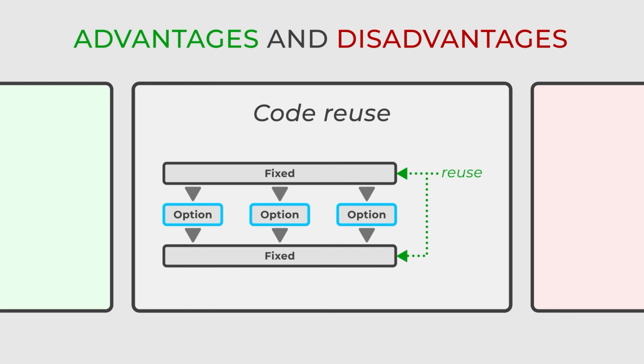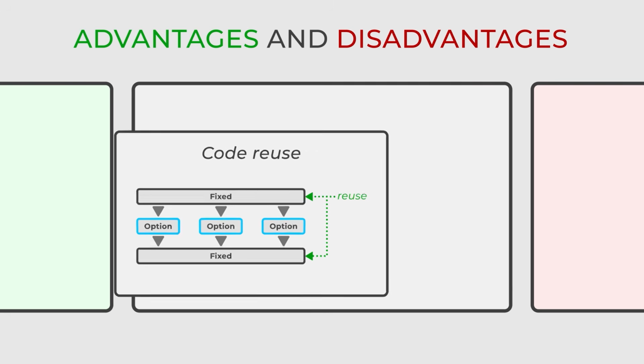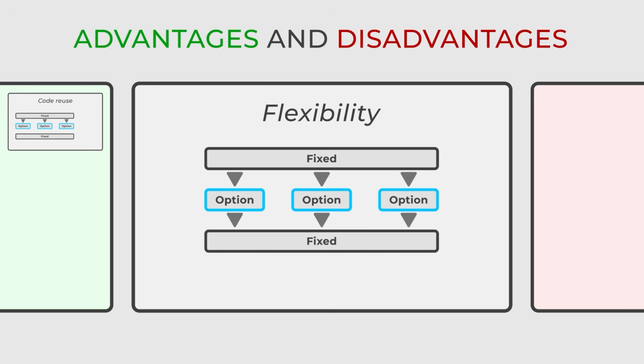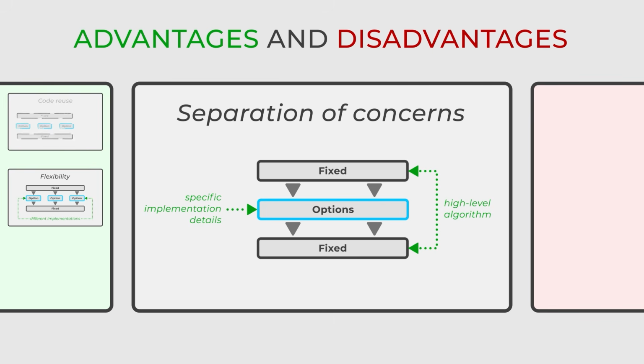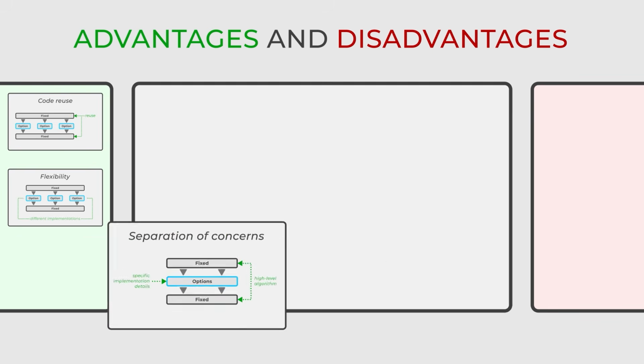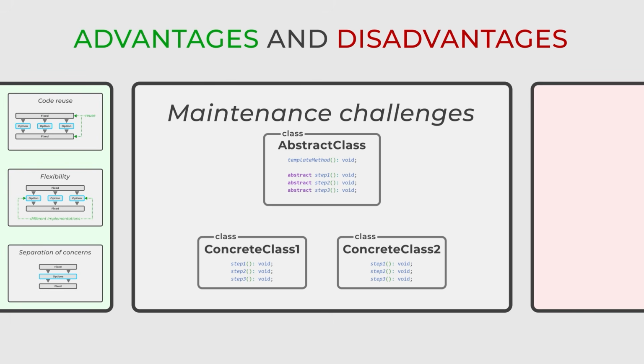It promotes efficiency by enabling various subclasses to share a common structure. Additionally, it offers flexibility by enabling subclasses to override specific steps or provide different ways of implementing certain behaviors. This is further supported by its ability to separate the high-level algorithm from the specific implementation details, ensuring a clear organization of concerns. However, there is also a significant drawback to using the template method pattern.